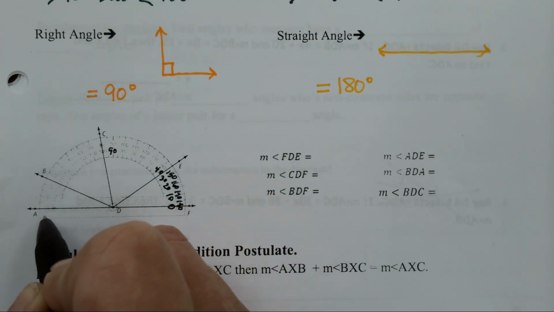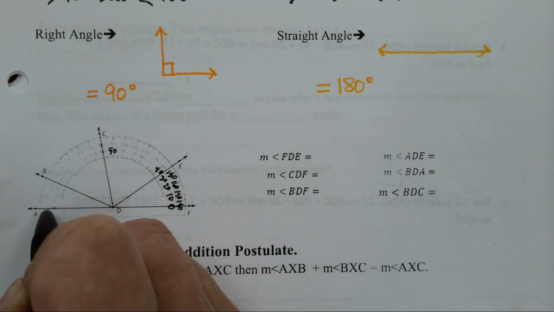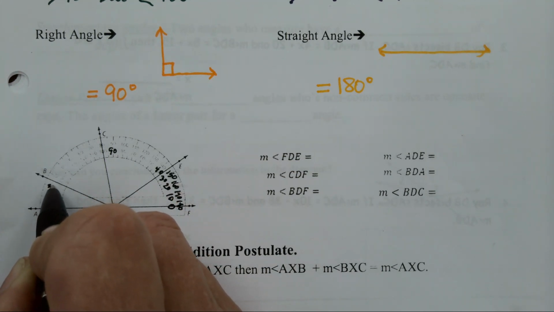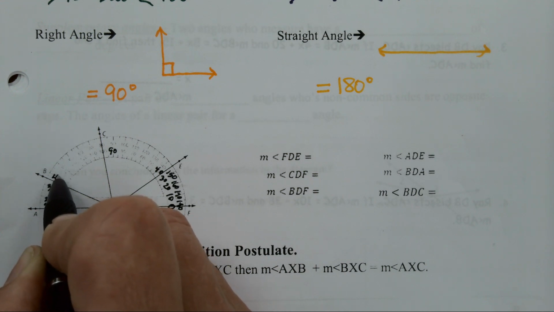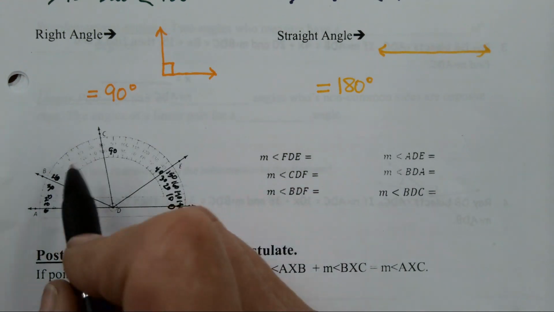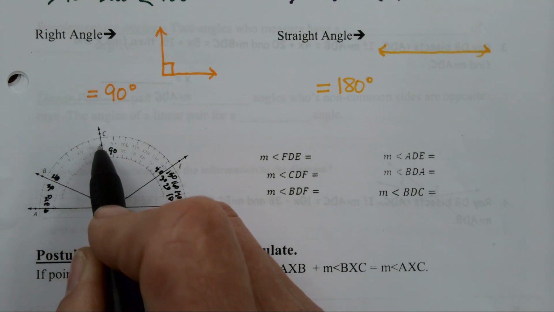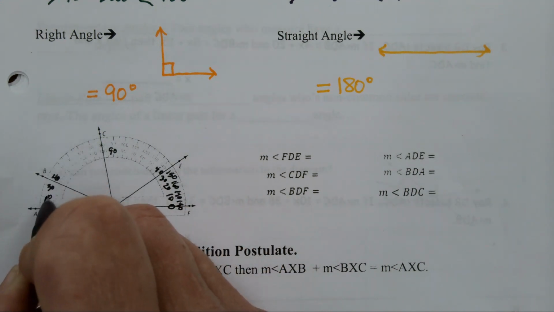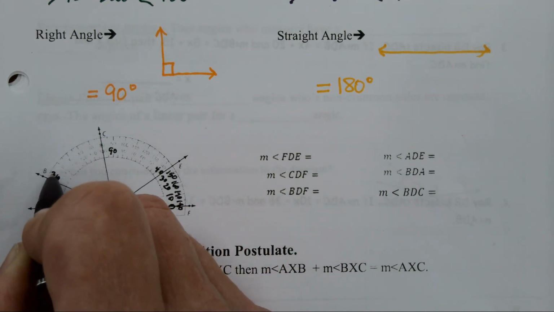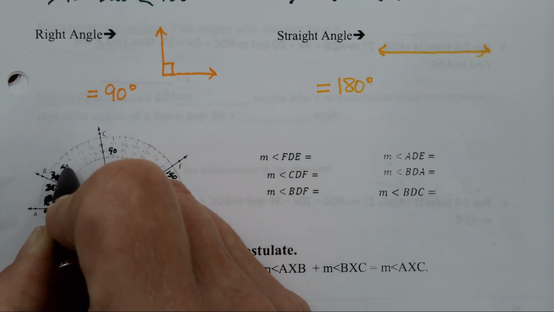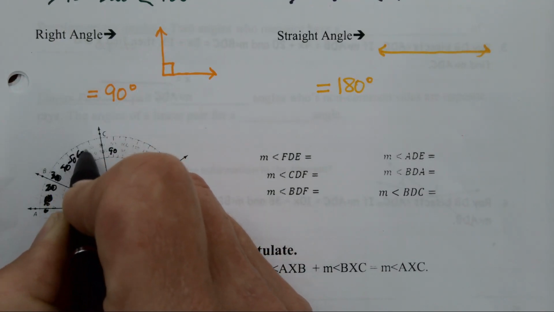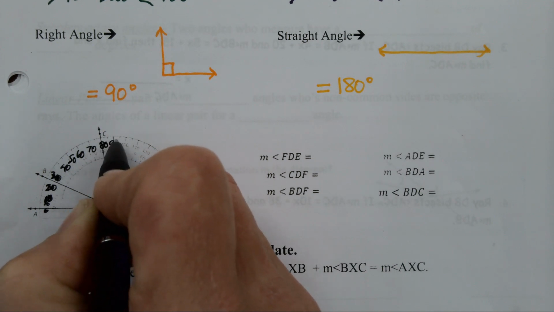But this is a 0, a 10, 20, 30, 40, I believe that's what it is. 50, 60, 70, 80, 90, oh no. Nope, 10, 20, 30, 40, 50, 80, 90. Those are on the outside.